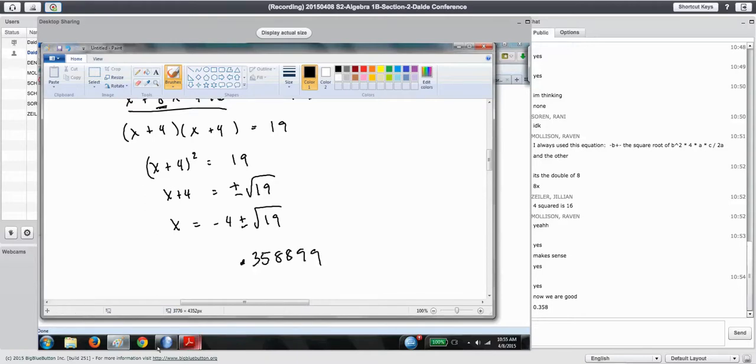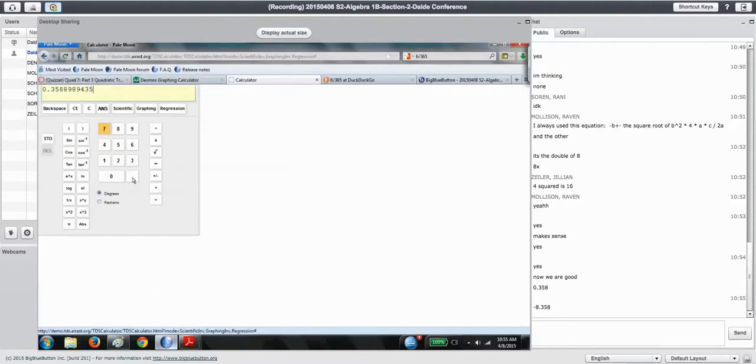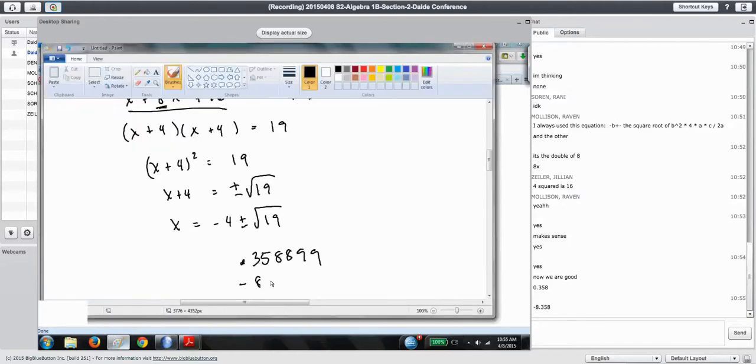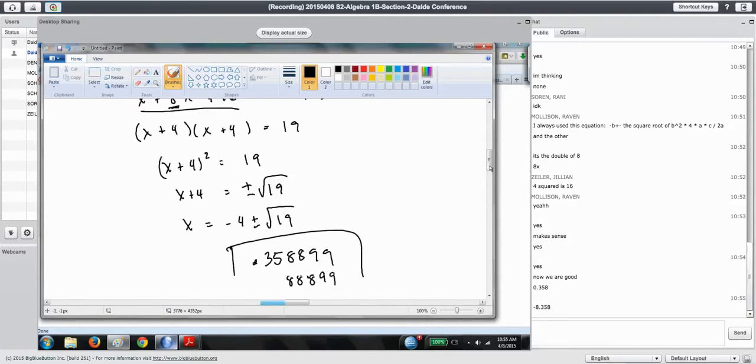My other answer is the same thing, negative 4 minus the square root of 19. Negative 8.358899. I think that's right. Good. Cool. Awesome. Those are my two answers. Now, why was I not able to factor them?